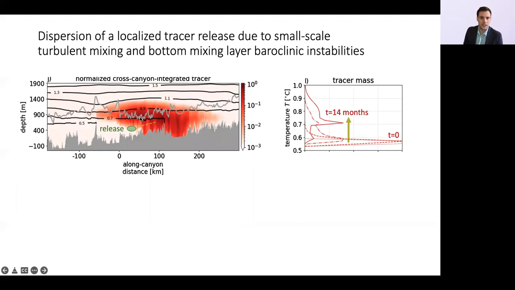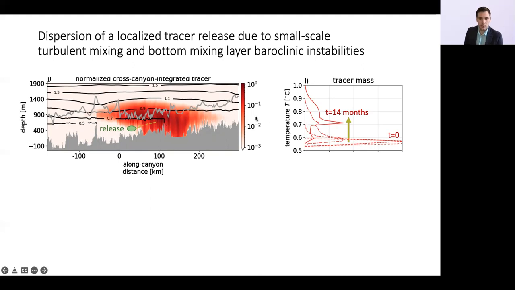So here's kind of the key result. We release this tracer at the bottom of the canyon here, and it upwells across these temperature surfaces, but also sort of towards the right up the canyon axis. And the red colors here show the cross canyon integral of the tracer concentration. And so the dark reds are very large values. So you can see that the tracer upwelled in the net.